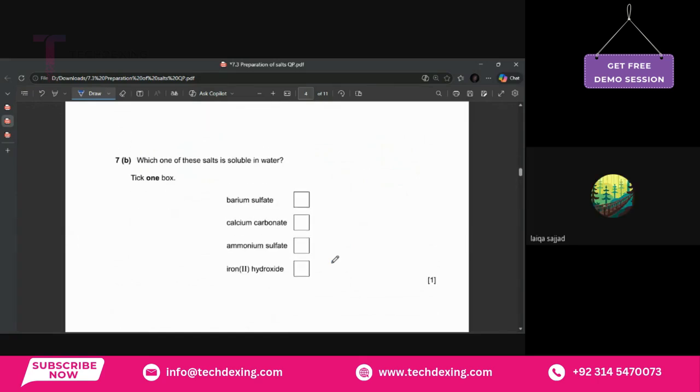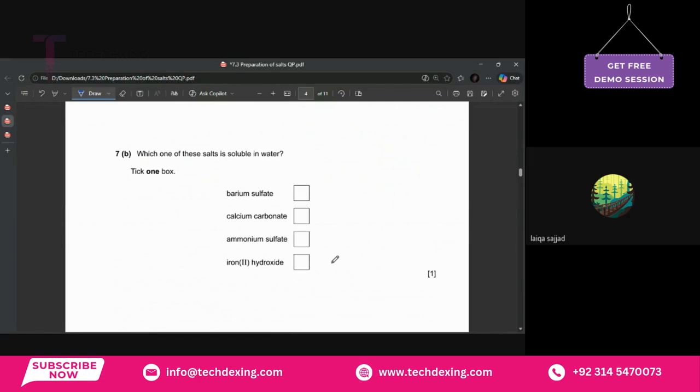Okay. Then we are given, which of these salts is soluble in water: barium sulfate, calcium carbonate, ammonium sulfate, or iron hydroxide. Ammonium sulfate. It's ammonium sulfate, right? Yes. Very good. All the other ones are insoluble.